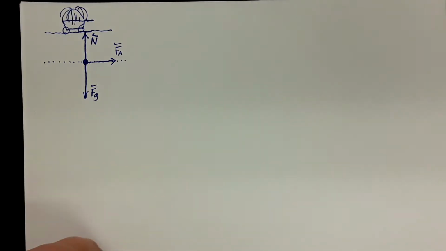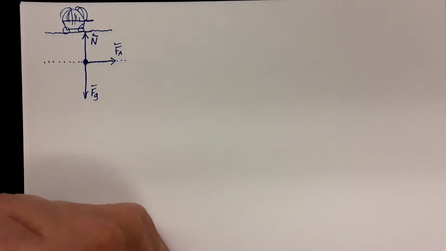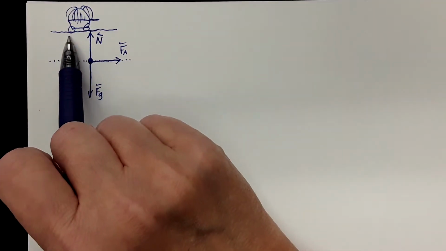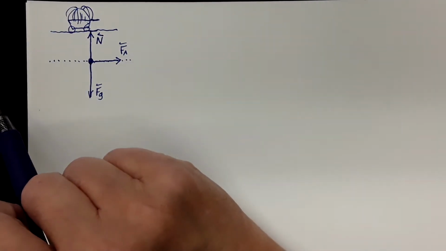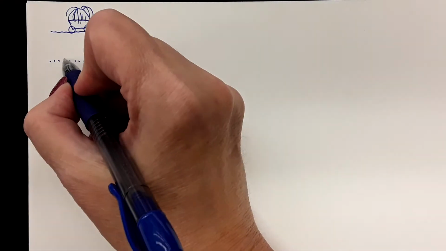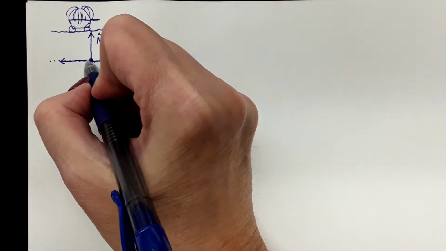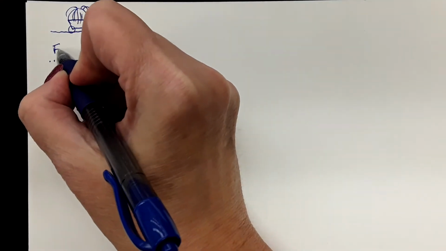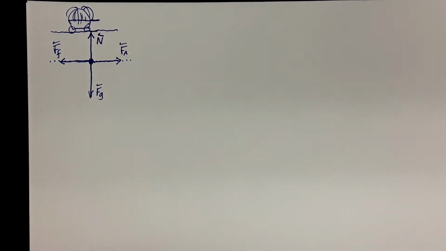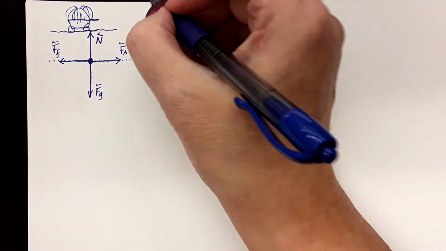And I'll explain why we say capital N instead of F sub N later, when we get to talking specifically about normal forces. There might also be some friction between the wheels and the road. Friction always opposes motion, so we draw it this way, like that, friction force, okay?